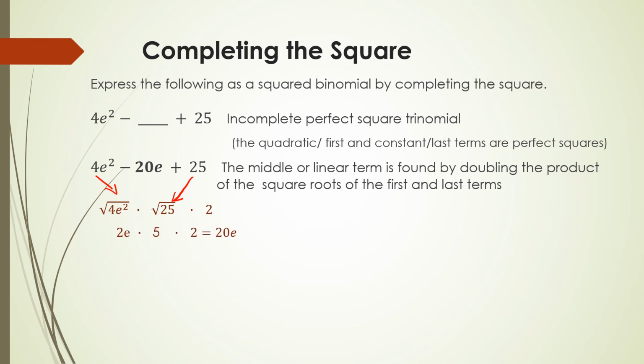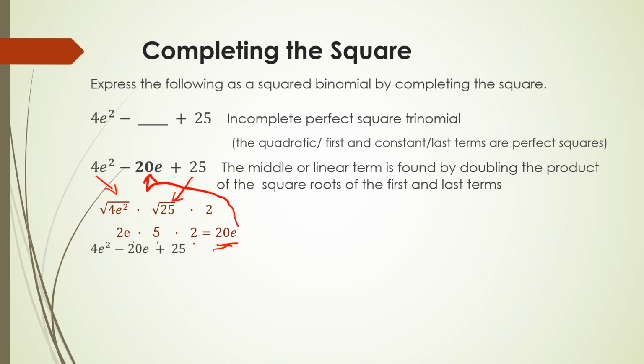So, the square root of 4e squared is 2e. And the square root of 25 is 5. And then times 2. 2e times 5 is 10e times 2, that is 20e. Okay? So, yung 20e na nakuha, siya po yung ating middle term or yung tinatawag na linear term.